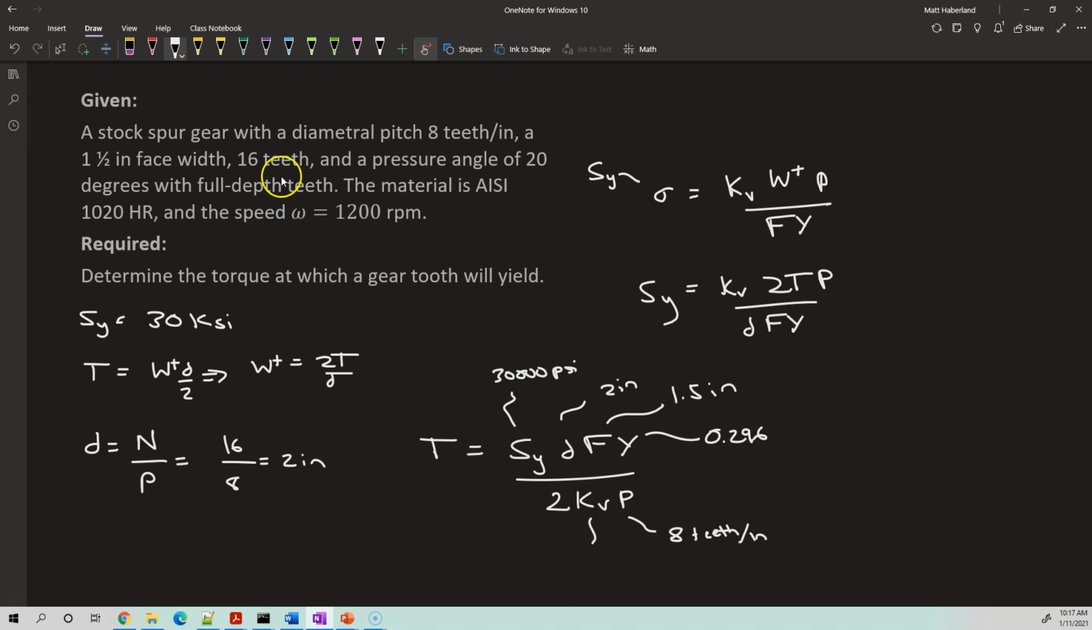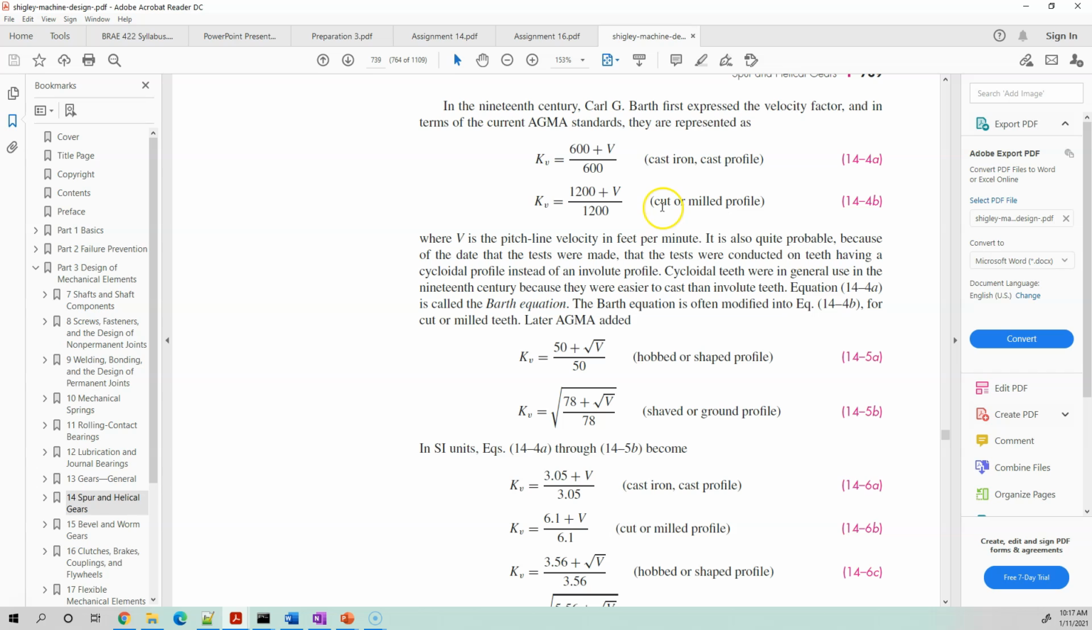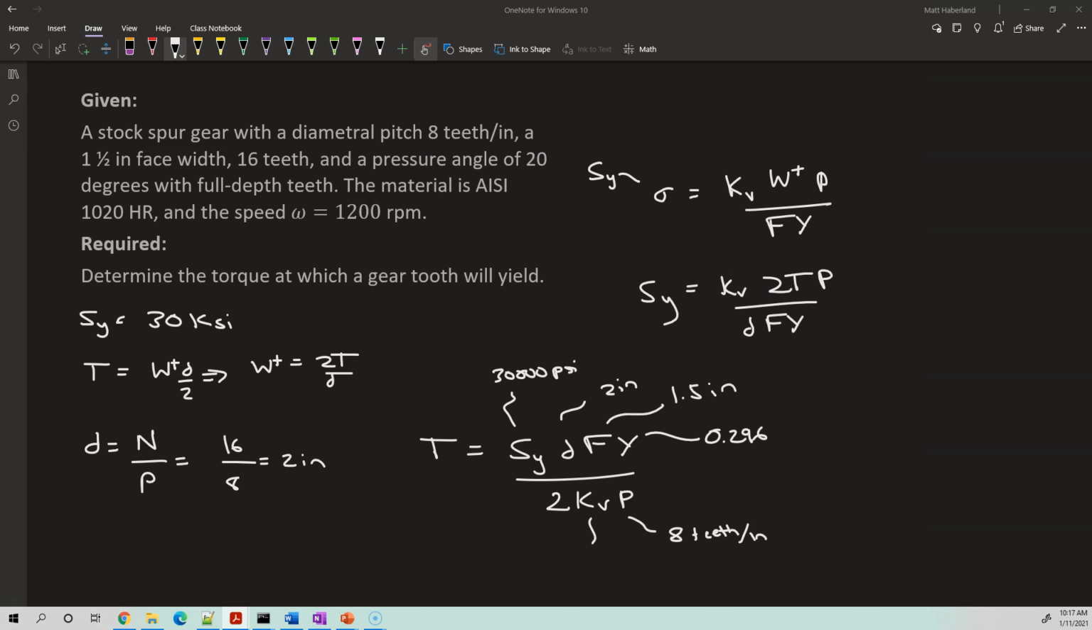And kV, it doesn't say how this was made. It says it's a stock gear. It's made out of steel. We're going to use the equation corresponding with a cut or milled profile. That's a reasonable assumption if we don't have any more information about it. So kV is equal to 1200 plus V over 1200, which is the same as 1 plus V over 1200, another form I like to put it in. So at V equal to 0, it starts out at 1 and increases at a slope of 1 over 1200 per foot per minute.